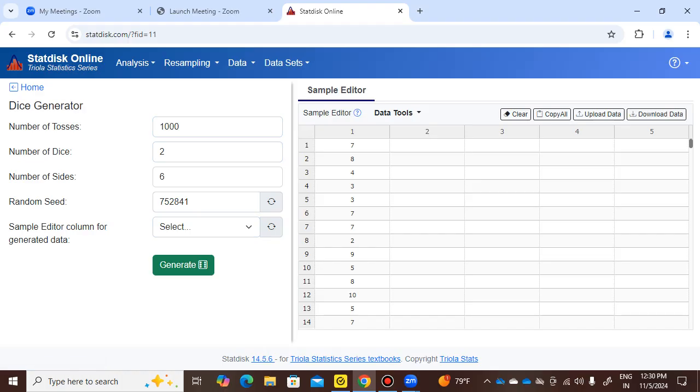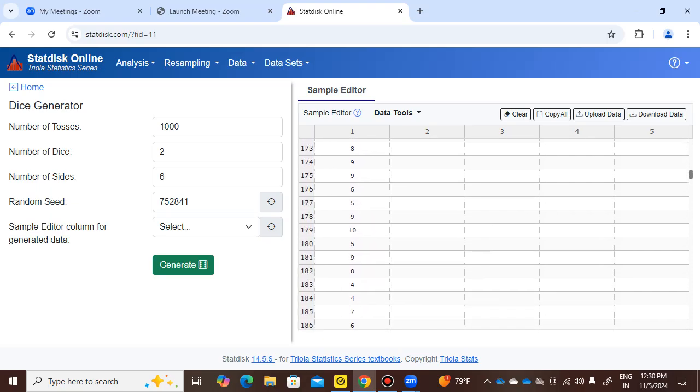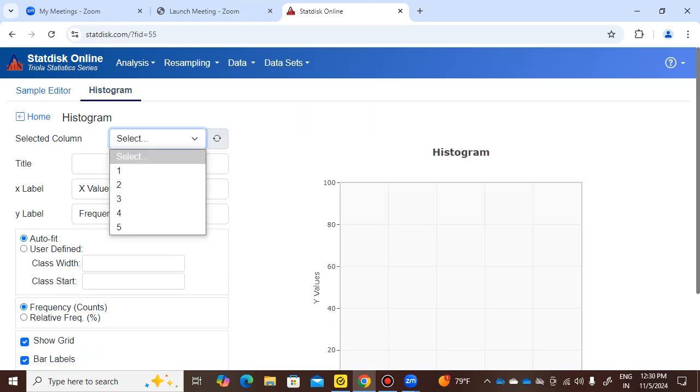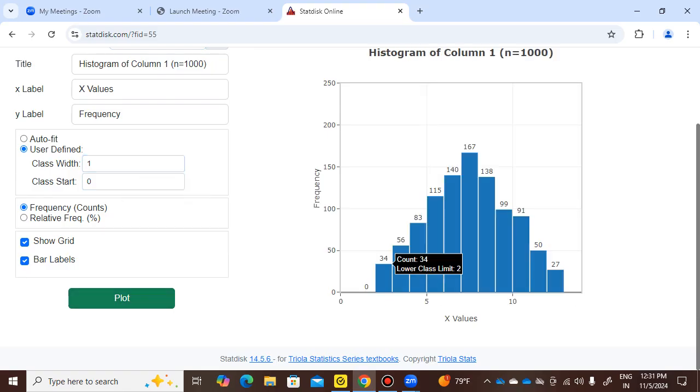Right now, it gives us all sorts of numbers, and there's 1,000, and we do not want to go through and count every one of these. So the easiest way to do it is to actually go up to the histogram, select the column. I like to start mine at 0, width of 1, and plot. And so this is your 2, your 3, your 4, your 5, your 6, your 7, your 8, your 9, your 10, your 11, and your 12.